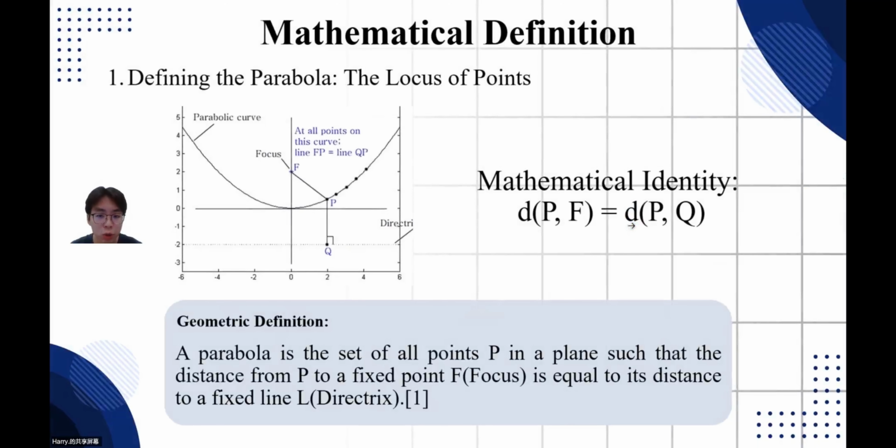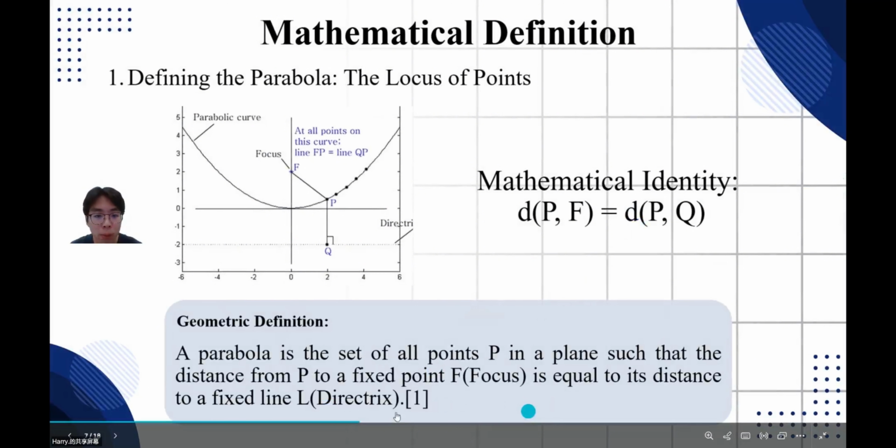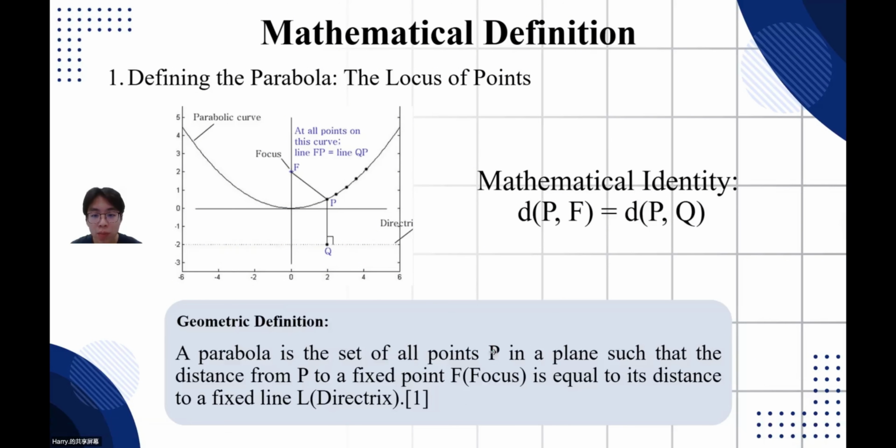To solve this mystery, we first need to know what a parabola is. According to Thomas' Calculus, a parabola is the set of all points P where the distance from P to a fixed point called the focus F is exactly the same as the distance to a fixed line called the directrix L. So PF equals PQ, and the mathematical identity is d(PF) = d(PQ).